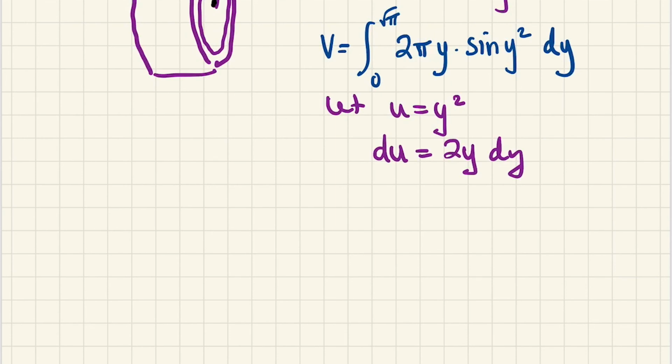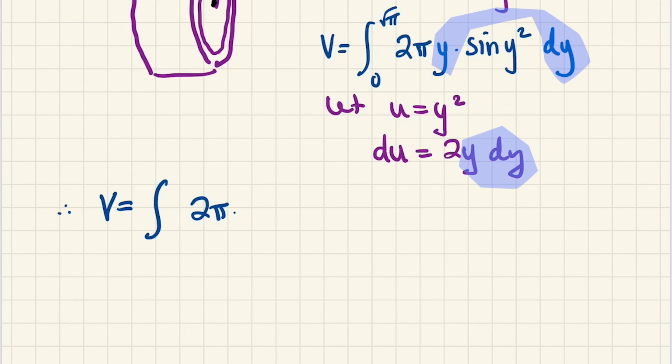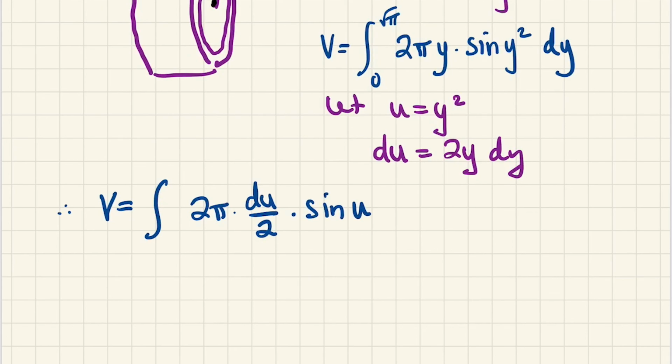So du is 2y dy. Then our integral becomes the integral of, we'll update the bounds in a moment, a 2 pi times y dy, which is du over 2, times sine of u. Oh, that's very nice. These 2's cancel. Let's also update our bounds. So when y is equal to 0, u is equal to 0. And when y is equal to rad pi, u is equal to pi.